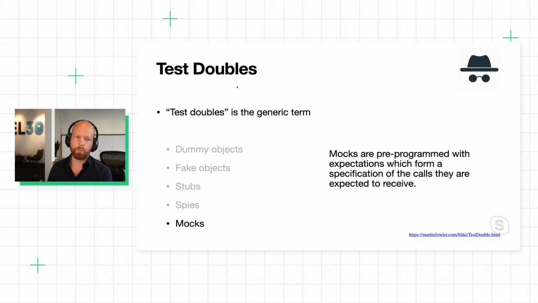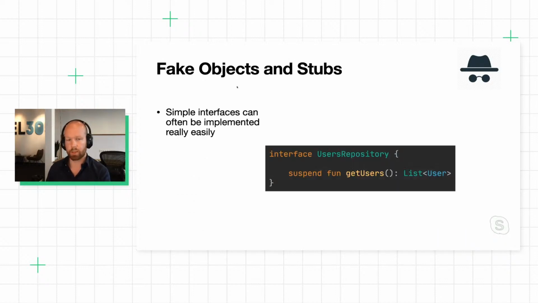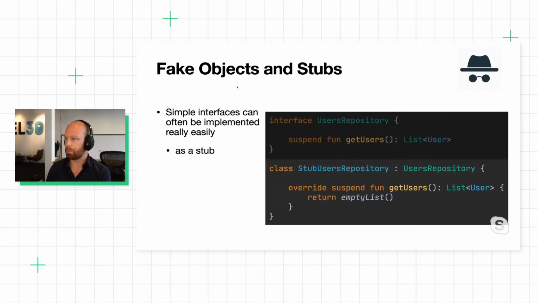For the remainder, I'll focus mainly on fake objects and stubs, because if you have a really simple interface, then you can implement them really easily. In this case, we have a users repository with a single get users function, and implementing this can be really easily done as a stub. So now we have this stub users repository that implements the users repository, and we always return an empty list, and that's it. So a real easy implementation.